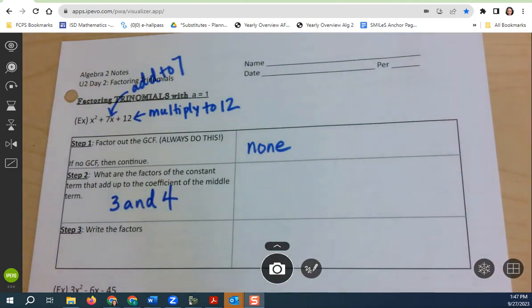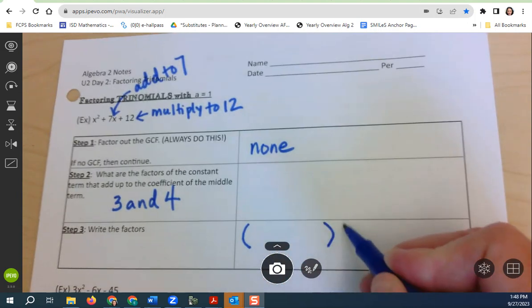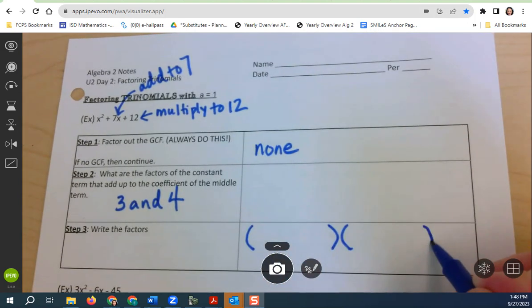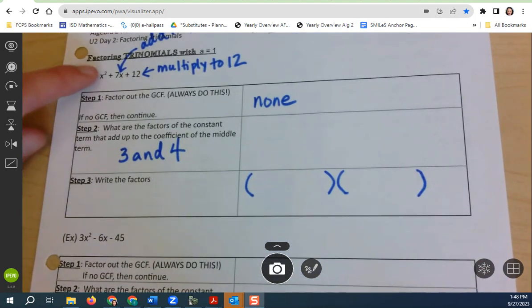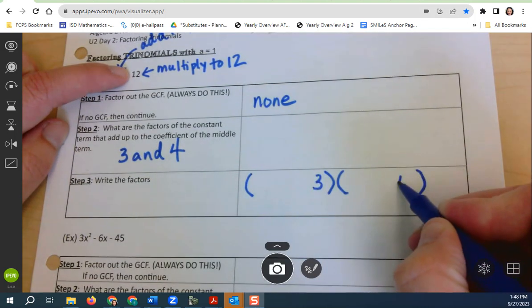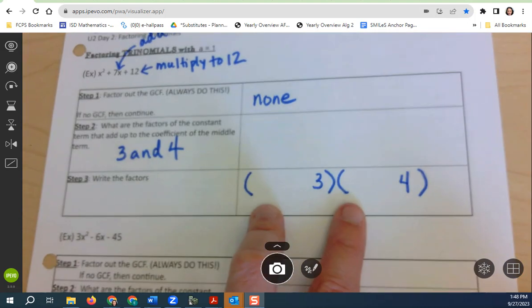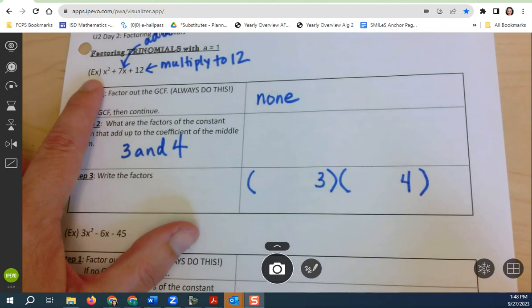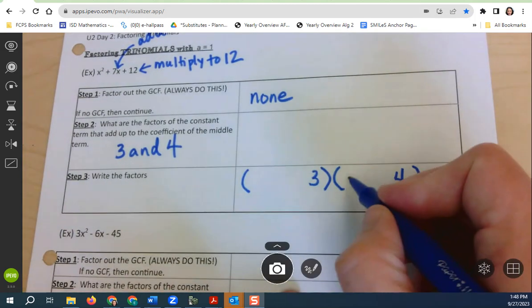I don't know if I was supposed to write that there or in the next box on the side. It doesn't really matter. 3 and 4. Those are the numbers. To write the factors, we're going to have parentheses like this. The numbers that multiply to make 12 are 3 and 4, so they go here. Over here, these are the numbers that make x squared. What times what gives me x squared? X times x. Good.